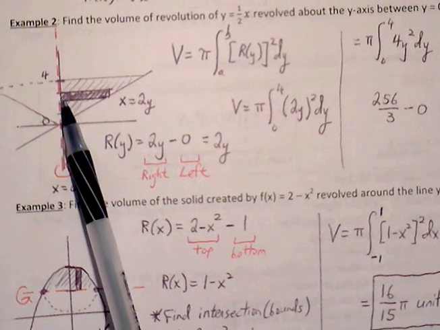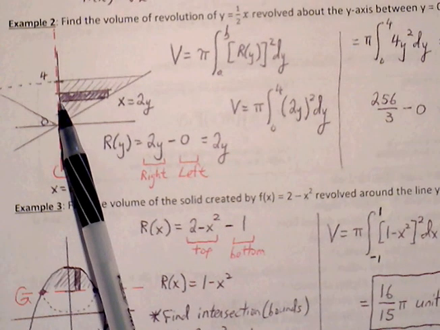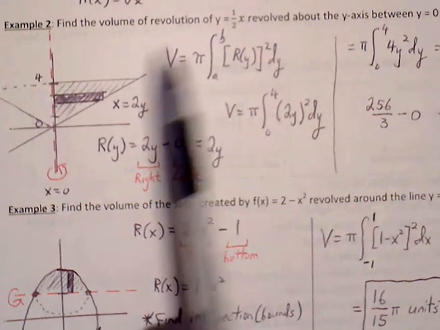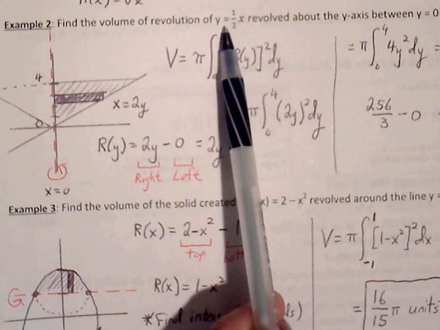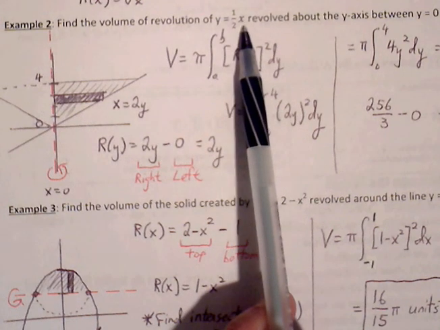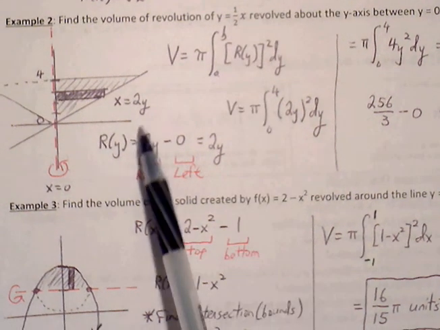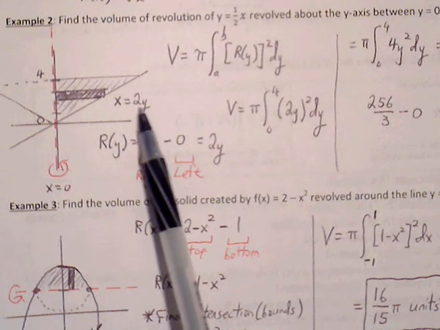However, we do have to make some adjustments because we're doing this in terms of right minus left. Everything has to be in terms of y. So we have to adjust our equation. y is equal to 1/2 x. If I solve for x, x is equal to 2y. So this is going to be what we plug into our formula.